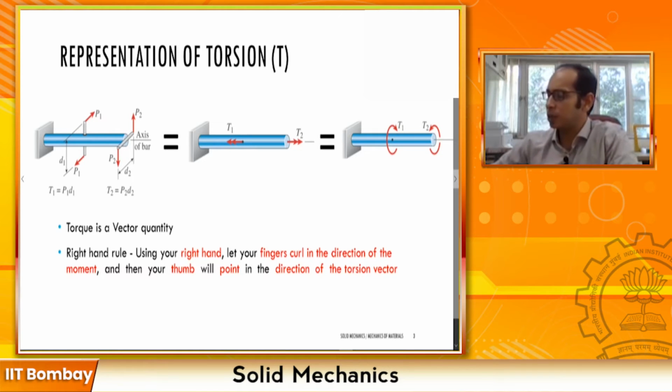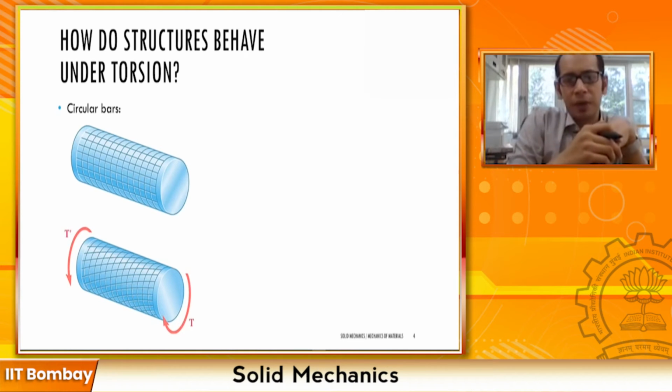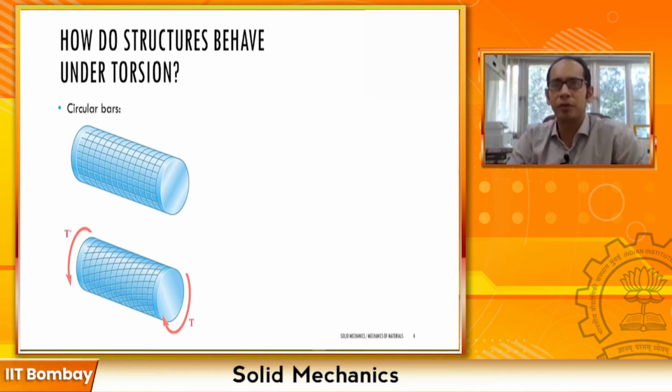So now just moving ahead, how do these structures behave under torsion? Now this is extremely important to understand the behavior of shafts which have different types of cross section, and for our basic course on solid mechanics, we are mostly going to look at circular bars, or bars which are having circular cross section, and there is a reason for that.